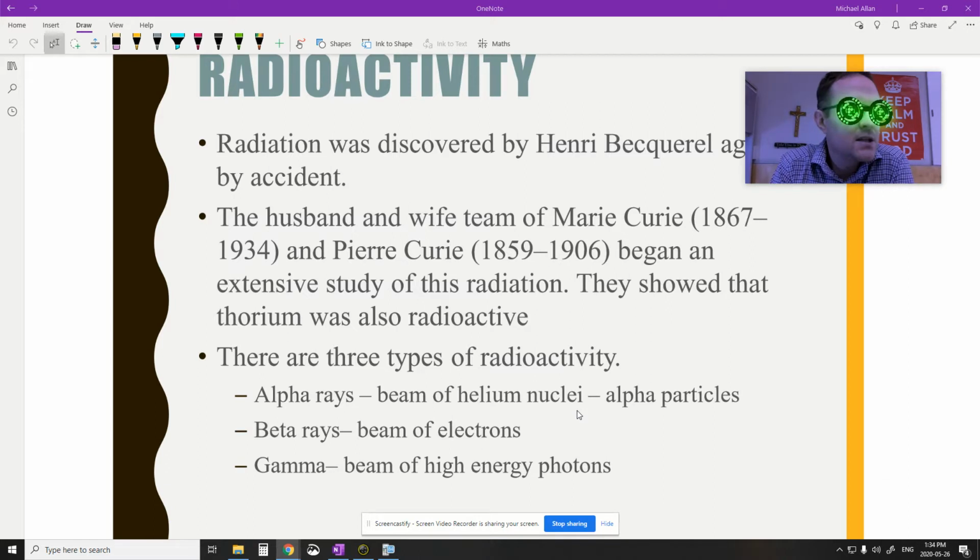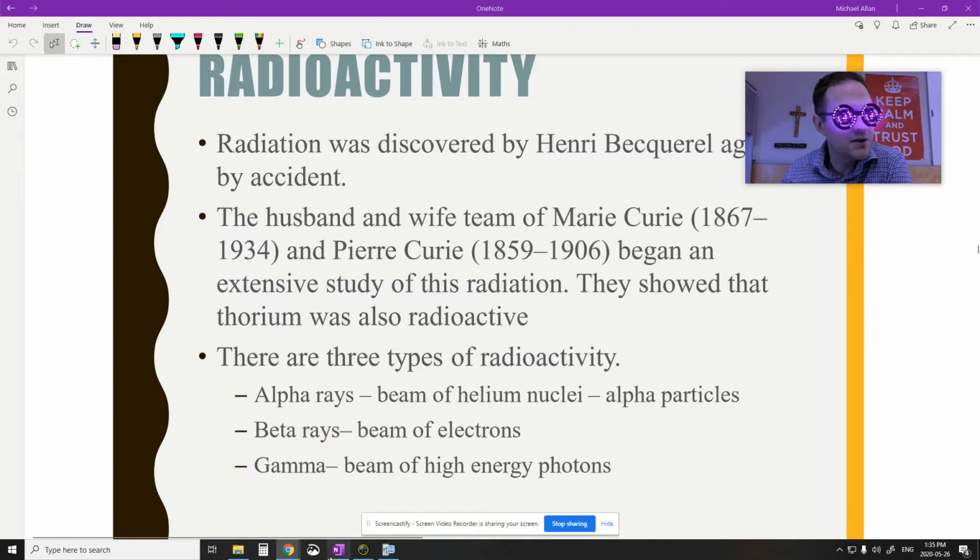Okay. So radiation was discovered by Becquerel, again by accident, right? I talked about that already, where he put a chunk of radioactive ore in his desk, and he noticed that his photoplate was exposed. So he noticed that the EMR was interacting with that.